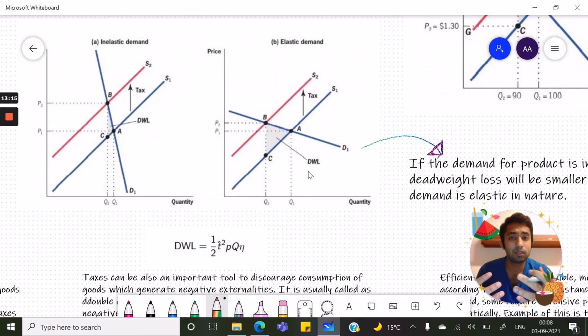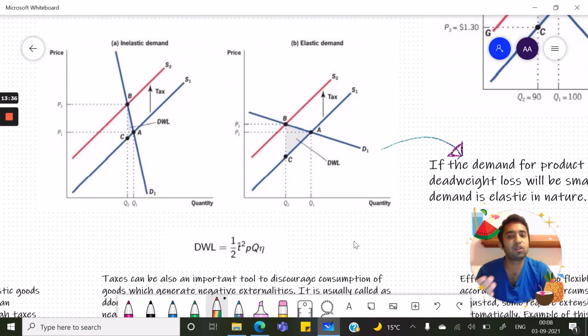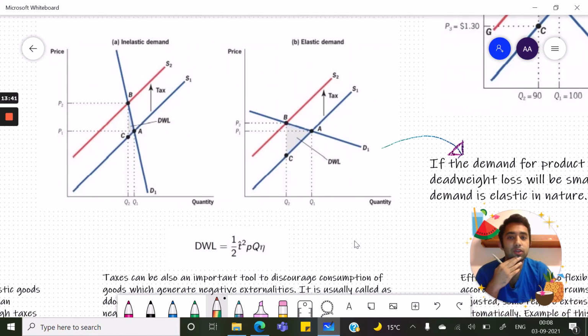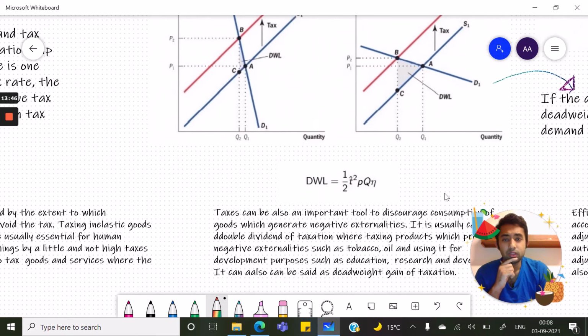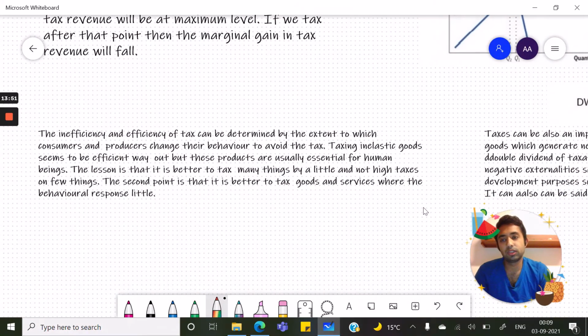So should we tax inelastic goods only and should not tax elastic goods? I mean, it seems fair to tax inelastic goods and not elastic goods, right? Because inelastic goods are clearly generating less cost for the society. But we'll see in the further arguments that it is not actually the case. The government is not always keen on taxing inelastic goods highly, right? So let's carry this question forward.